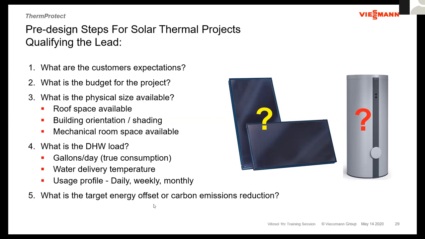Sometimes it's about CO2 offsetting. In Canada, we have a lot of carbon tax that has come out. So if you can offset your carbon emissions, it's going to reduce the amount of tax you're going to have to pay. The solar is directly related to offsetting your carbon emissions from your buildings.